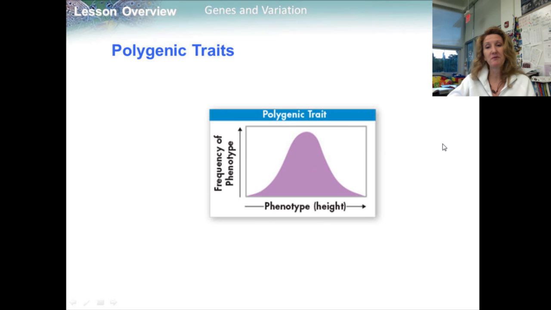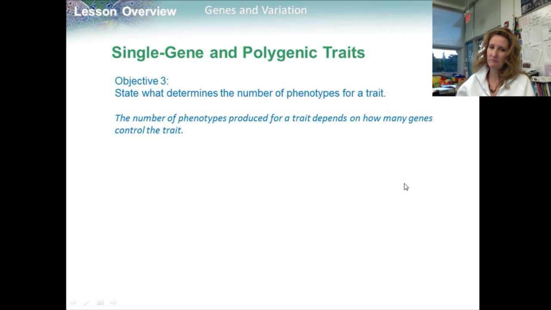Human height, which varies from very short to very tall, is an example of a polygenic trait also. The bell-shaped curve in the graph is a typical polygenic trait graph that you might see, showing the frequency of the phenotype. So objective 3 is state what determines the number of phenotypes for a trait. The number of phenotypes produced for a trait depends on how many genes control the trait.